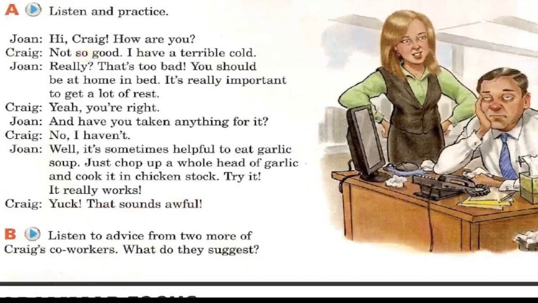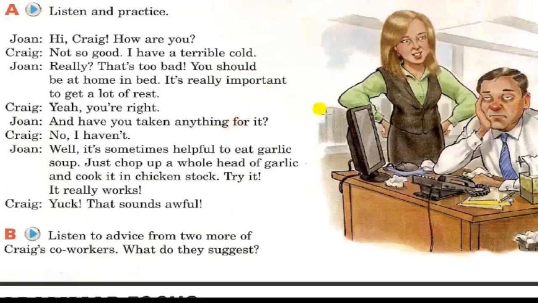What is the matter with Craig? What is the problem with him? He has a terrible cold. What should he do? He should be at home in bed. It's really important for Craig to get a lot of rest. Has Craig taken medicine? No, he hasn't.